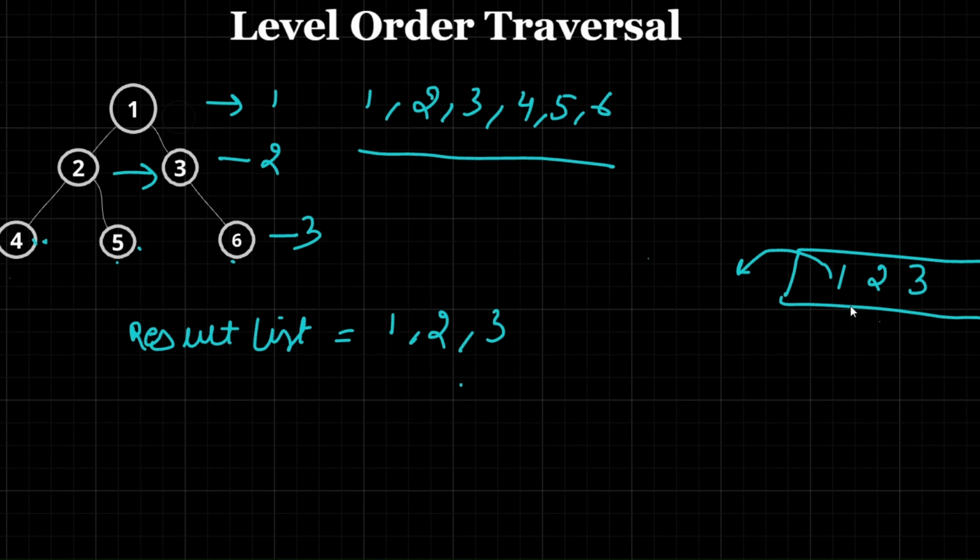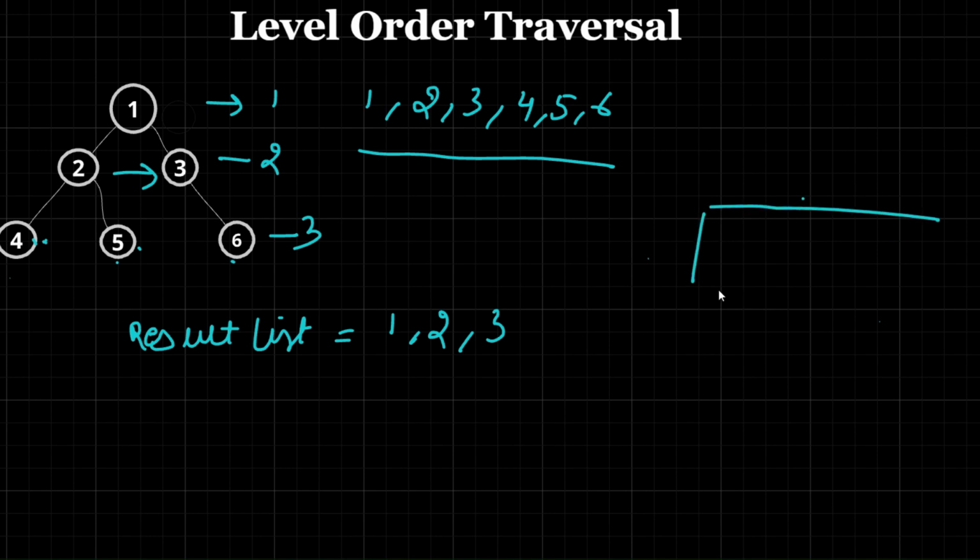How are we going to implement it in the algorithm? Same thing which I have explained. Let's suppose I have a queue. I have taken one data structure, the queue data structure. The first thing I will do is check whether root is equal to null or not.